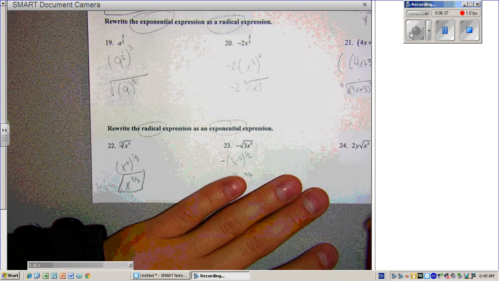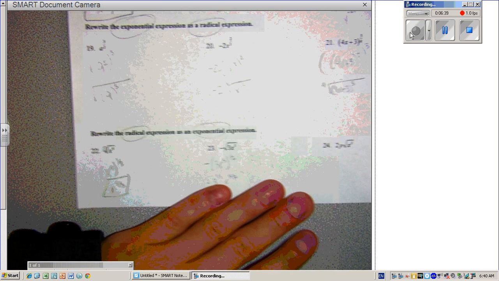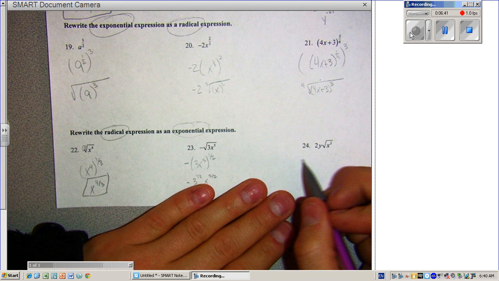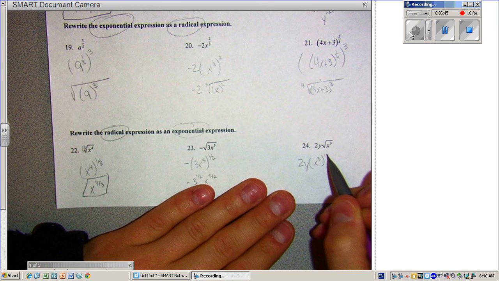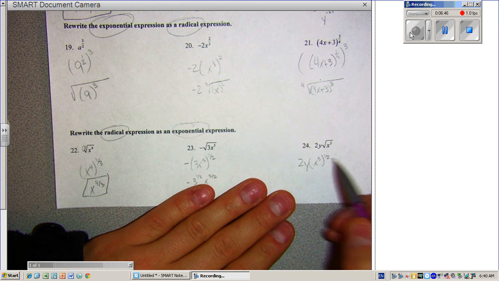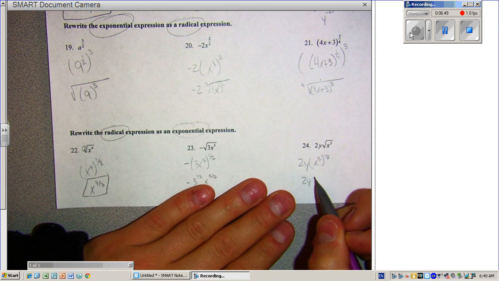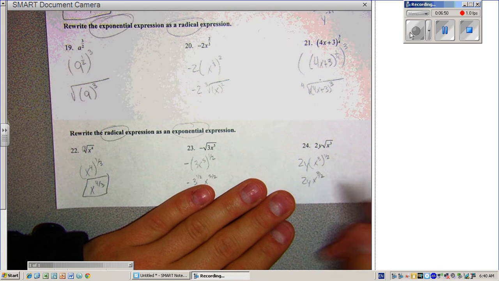And last but not least, the only thing being raised to the square root is the x to the 3rd. So the 2y is going to stay the same, and I'm going to have an x to the 3rd to the 1/2. Simplify this by multiplying. I get 2yx to the 3/2. That's my final answer.